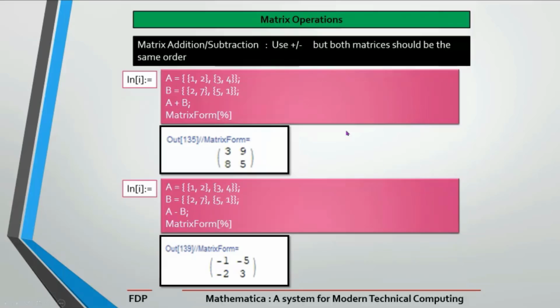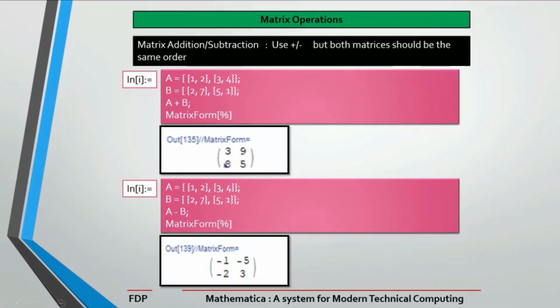Okay, now you can do matrix addition or subtraction by using your plus or minus. The same arithmetic operator you use for any symbol works for matrices, but the condition is that the order should be the same, as you need that particular condition in mathematics also. So the rule is the same.